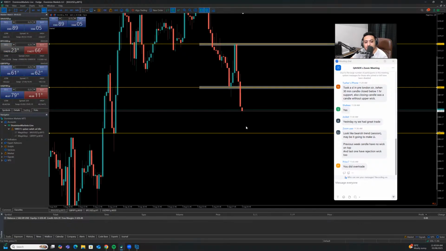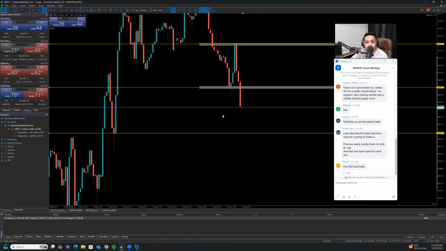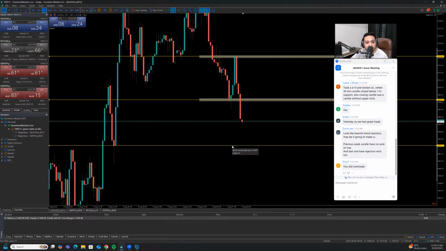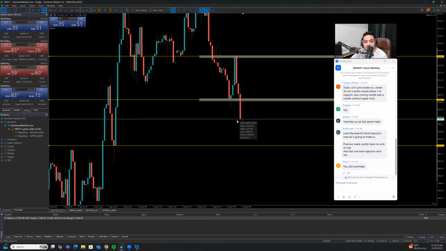Okay, so no trade for me. You can see what happened here. The candle doesn't have a bottom wick, but it's showing very strong momentum. You know what? But I can't do anything about it. I will wait.